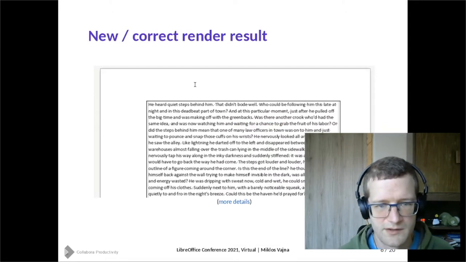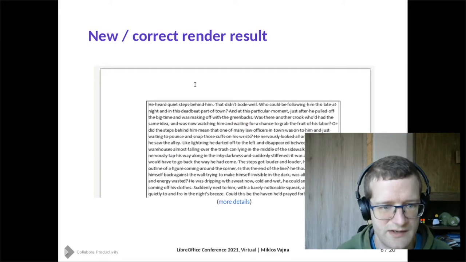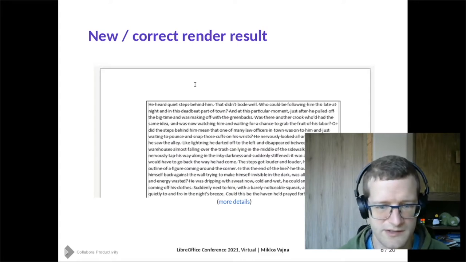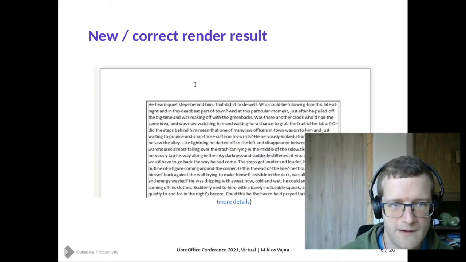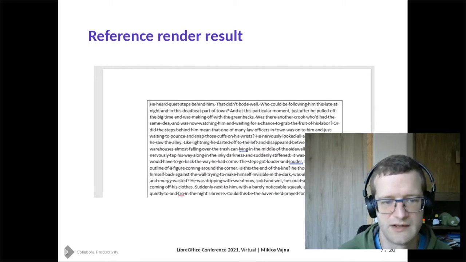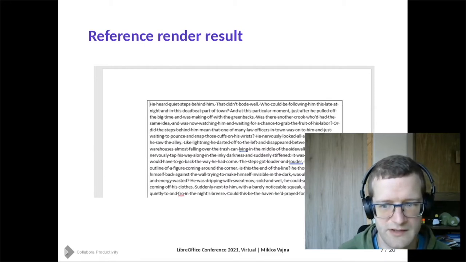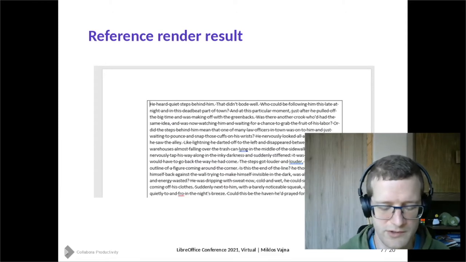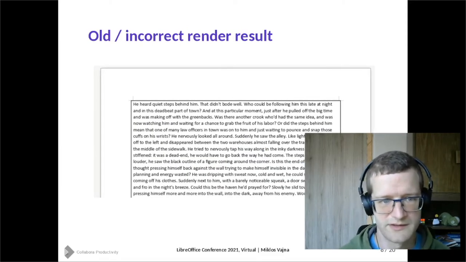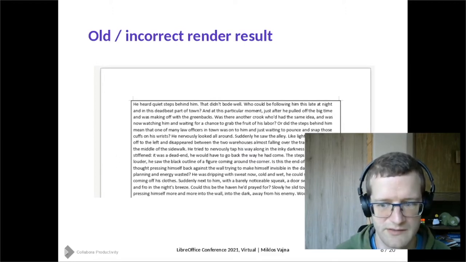So this is how a new rendering result looks like. What you can see there is that on the left side there is some larger spacing, and on the right side there is a smaller spacing. And this is how the reference looks like for a docx file. Again, larger spacing on the left and a smaller amount of spacing on the right. And this is how we used to render this document in the past, which is not correct. Same amount of space on the left and on the right.